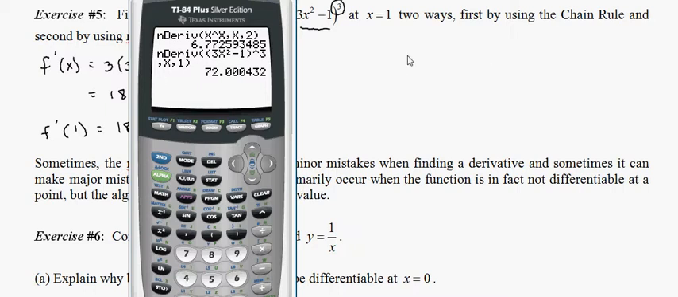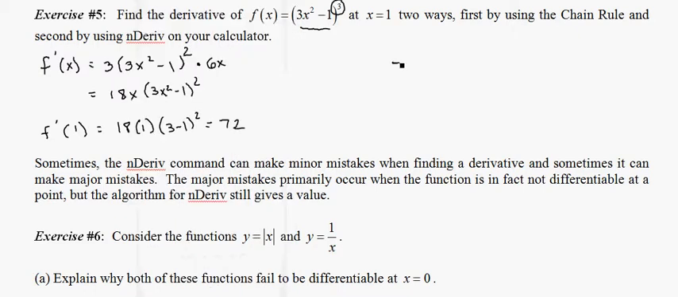In fact, right, we can say that the numerical derivative command gave it to us as 72.000432. It is off a little bit. We shouldn't really have that, but it is accurate to 3 decimal places. Now, the larger the slope, the more likely that the numerical derivative command could actually be off, not by a significant percent, but by little bits here and there.